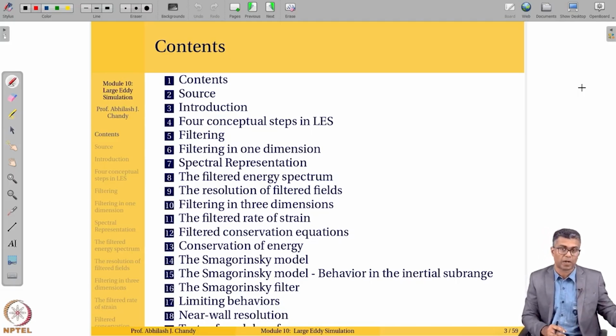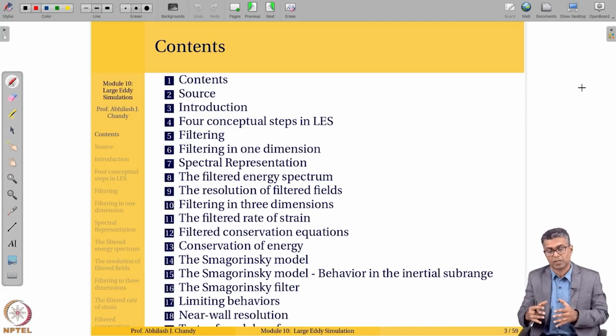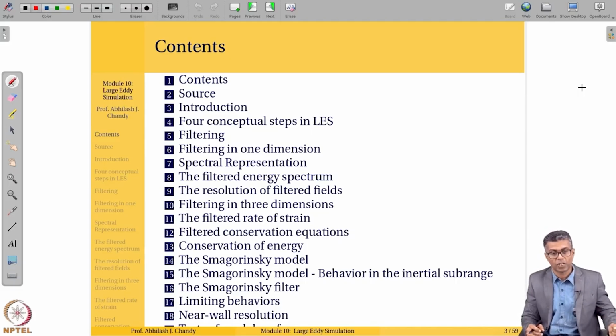we will look at the filtered energy spectrum, just like we looked at the energy spectra earlier. Here we will look at a filtered energy spectrum, because in LES you don't just have a full energy spectra, you have a filtered energy spectrum. The resolution of the filtered fields, the filtered rate of strain, filtered conservation equations, how does the conservation of energy look like, the Smagorinsky model.